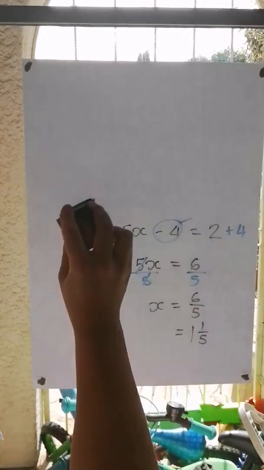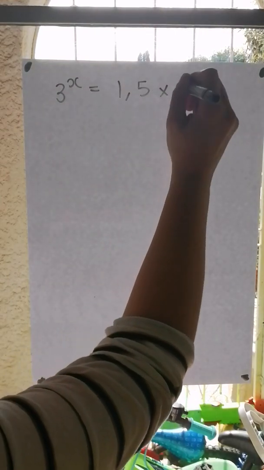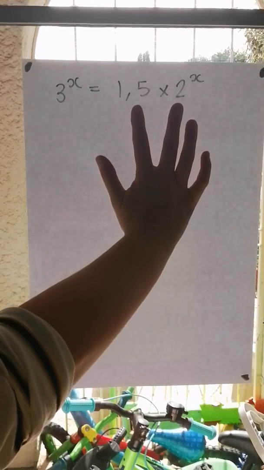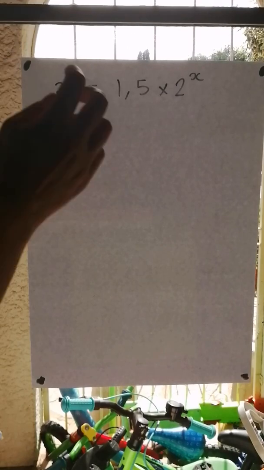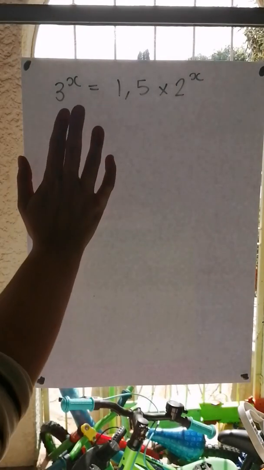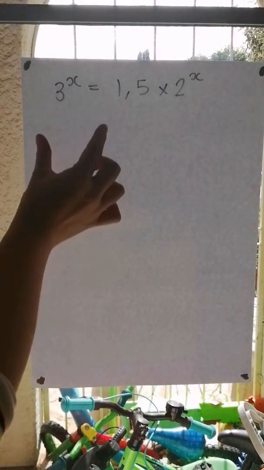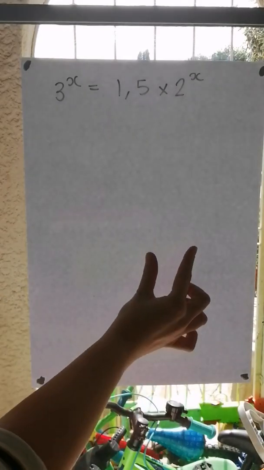Example 7 looks like this. It says solve for x if 3 to the power of x equals 1.5 times 2 to the power of x. Okay, what is my problem here? My problem is that I cannot multiply these two things because they are not like bases. So I can't multiply these two things. And my other problem is I've got an x on this side, I've got an x on this side. If you think of our other equations, my x's were always on one side, and then I had another base on this side that didn't have an x.